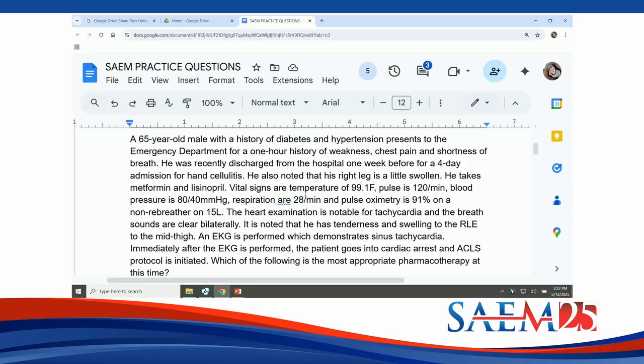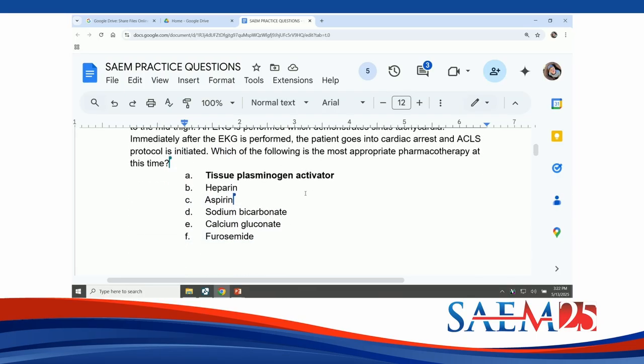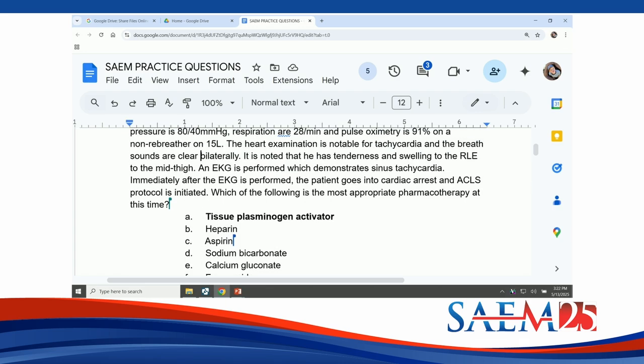All right. So this is another PE kind of question. And then now the patient goes into cardiac arrest. What are we going to do? Well, TPA is the right answer. Whew. All right, what do we think of this question? I'll let people read it again.